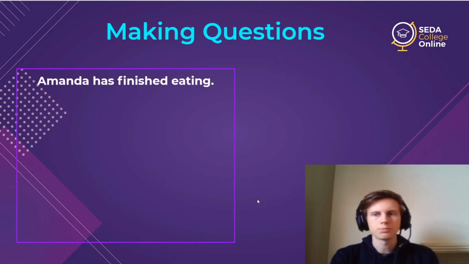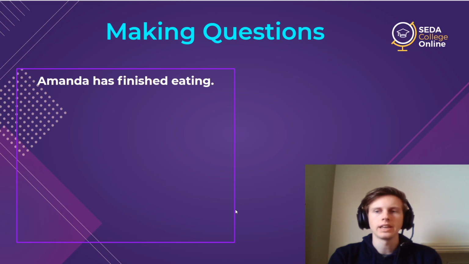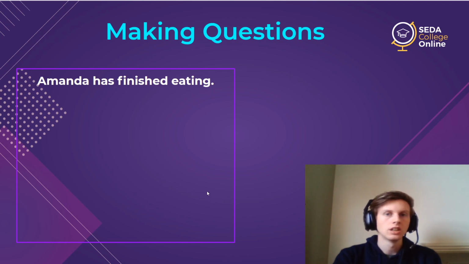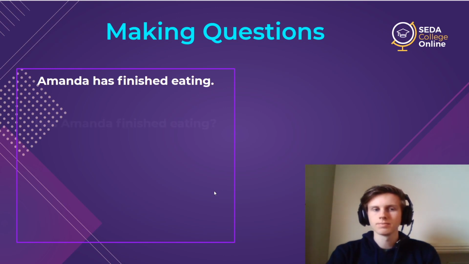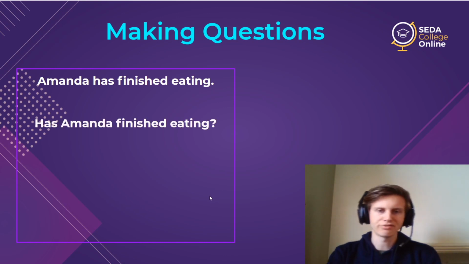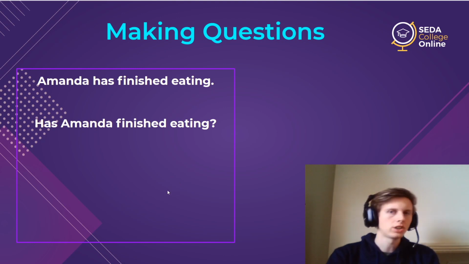All right, so final thing, let's look at questions, because there's a very important part of question making in these two verb tenses. So the first sentence is Amanda has finished eating. Try to make the question now. Think in your head. What is the question? Amanda has finished eating. Question is, has Amanda finished eating? So we just do our normal subject auxiliary inversion.